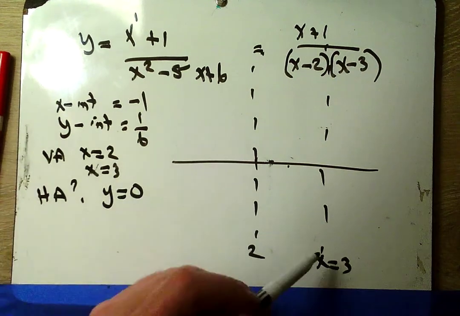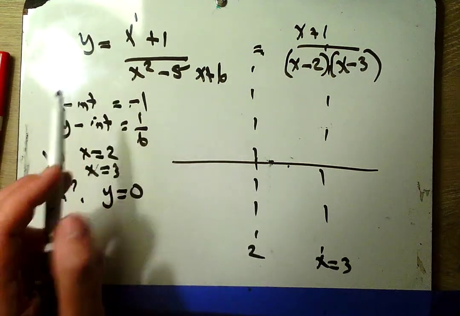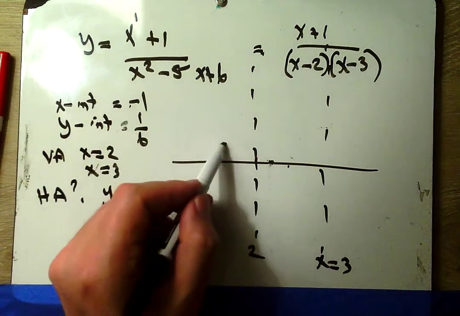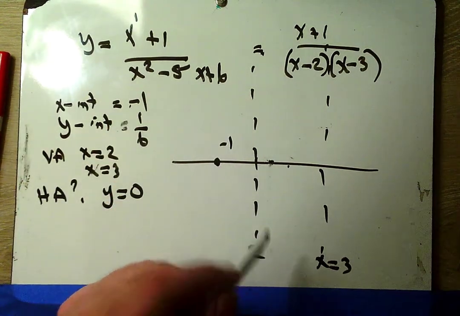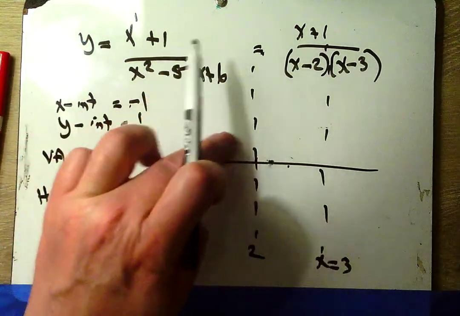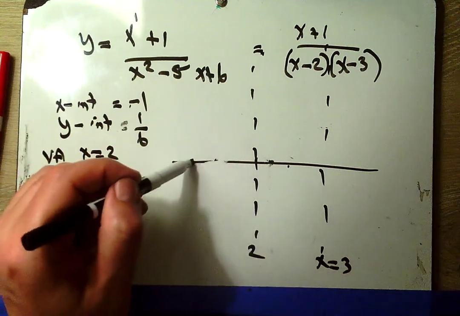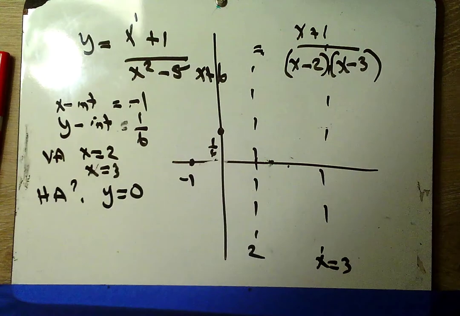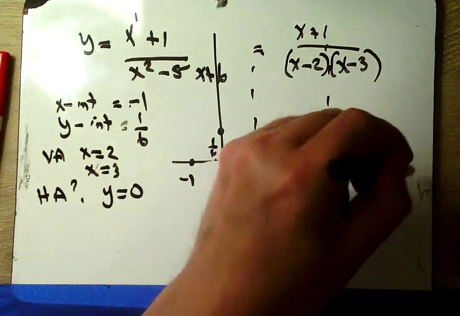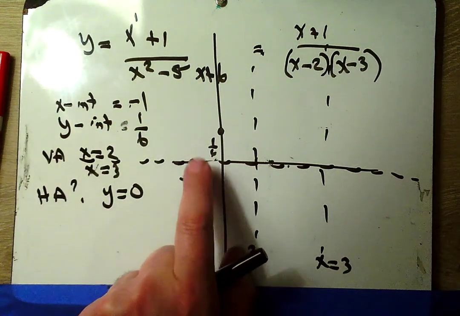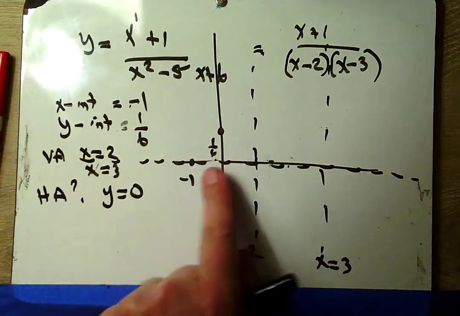Okay, so I've got my vertical asymptotes. How about some x-intercepts? I have only one, and my x-intercept is over here at -1. And do I know anything else? I have a y-intercept at 1/6. I'm going to put -1 a little further, and my y-intercept at 1/6. Okay. So, horizontal asymptote, y equals 0. Let's look over here first, not between.